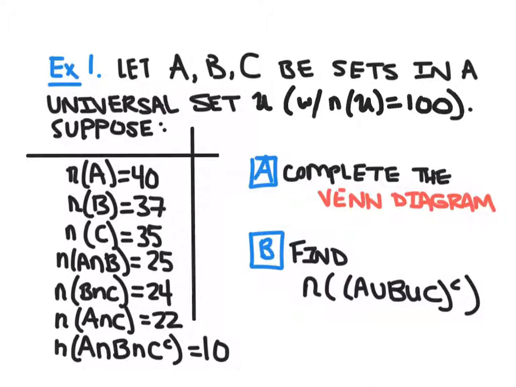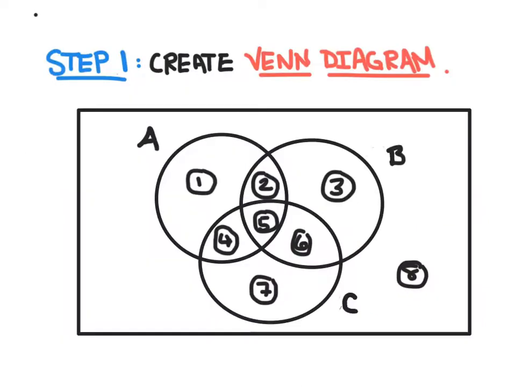And the two questions we have to answer. One, let's complete the Venn diagram. I'm going to explain more about what this means in a second. And the second, we need to find the number of elements in this set that's described here. And again, we'll talk about that more.